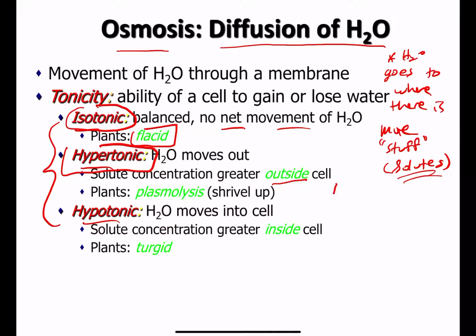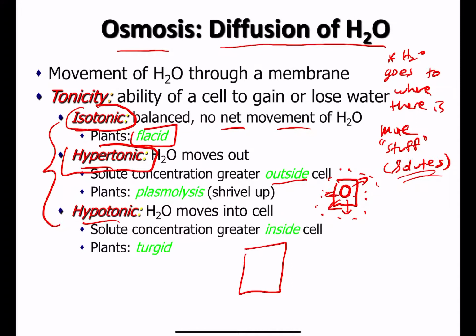So if we had a cell, and this is on the exterior and I have all these solutes, water is essentially gonna want to go out to where there is more stuff, okay? And the way I remember this compared to hypertonic, hypotonic, right?